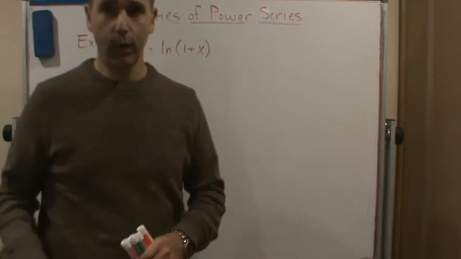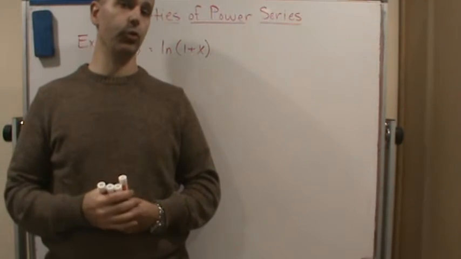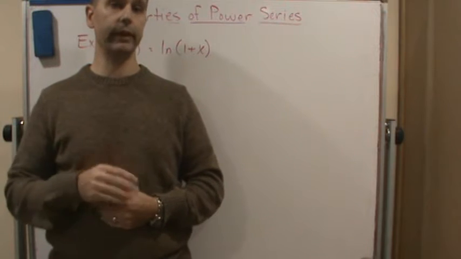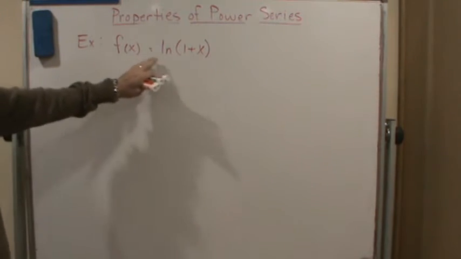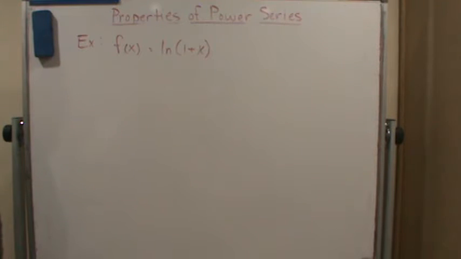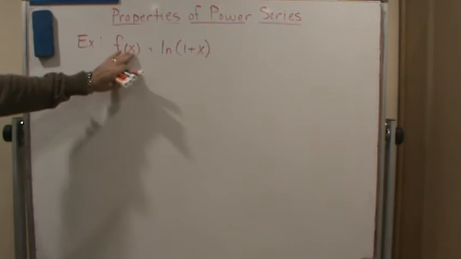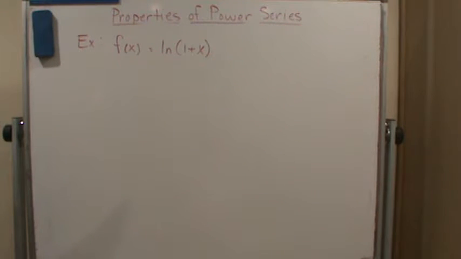Okay, so welcome back. Now we're going to do a couple of examples involving integration. In this problem, we have a function, natural log of 1 plus x. And what they're asking us to do for this function is find a power series representation for f, by using f prime of x, and then find its interval of convergence.